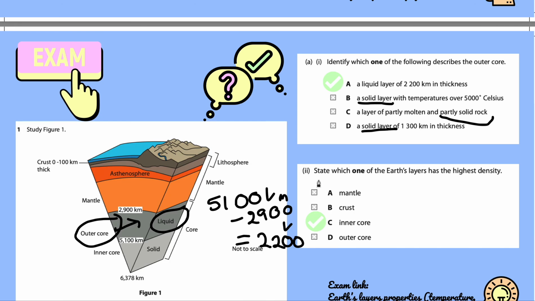So we know that these answers cannot be correct. And then the second question says, state which one of the following of the Earth's layers has the highest density. So we know the answer for this one is going to be the inner core. The reason we know that it is the inner core is because the inner core is a solid layer, which means that it is going to have a high density. Also, remember we spoke about all of the particles in the inner core being dragged together and pulled together at the center of the Earth. So we know that this would be our highest density layer.